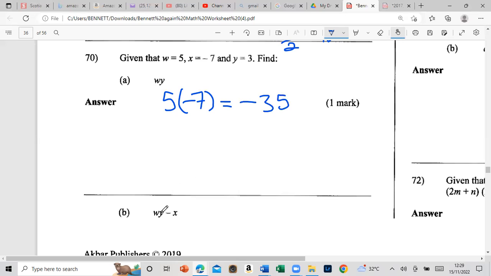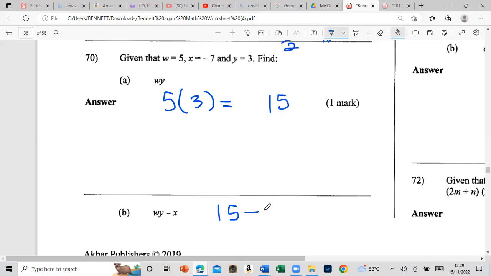Alright, so we just calculated wx. Oh, it was supposed to be wy, you know. I just took wx. Oh Lord. Waste of time. So this was supposed to be 3 as y. And then 5 times that would be 15.